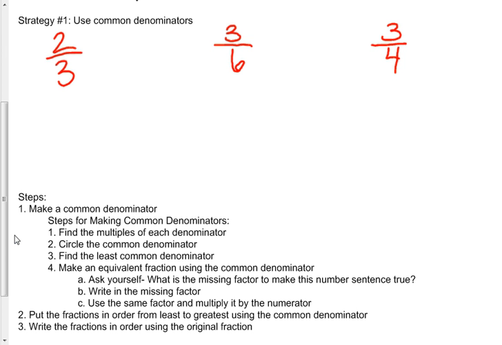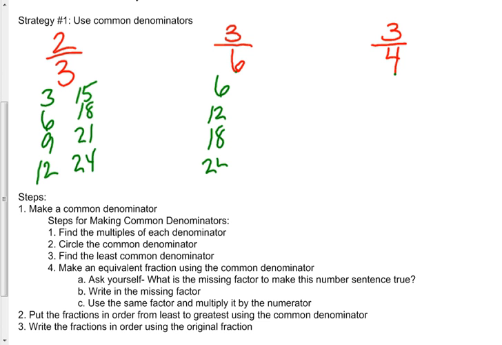Find the multiples of each denominator. You would do 6 times 4, and that equals 24. And we use those numbers because they are the highest numbers. 2, 3, 6, 9, 12, 15, 18, 21, 24. 6, 12, 18, 21, 24, 4, 8, 12, 16, 20, 24.